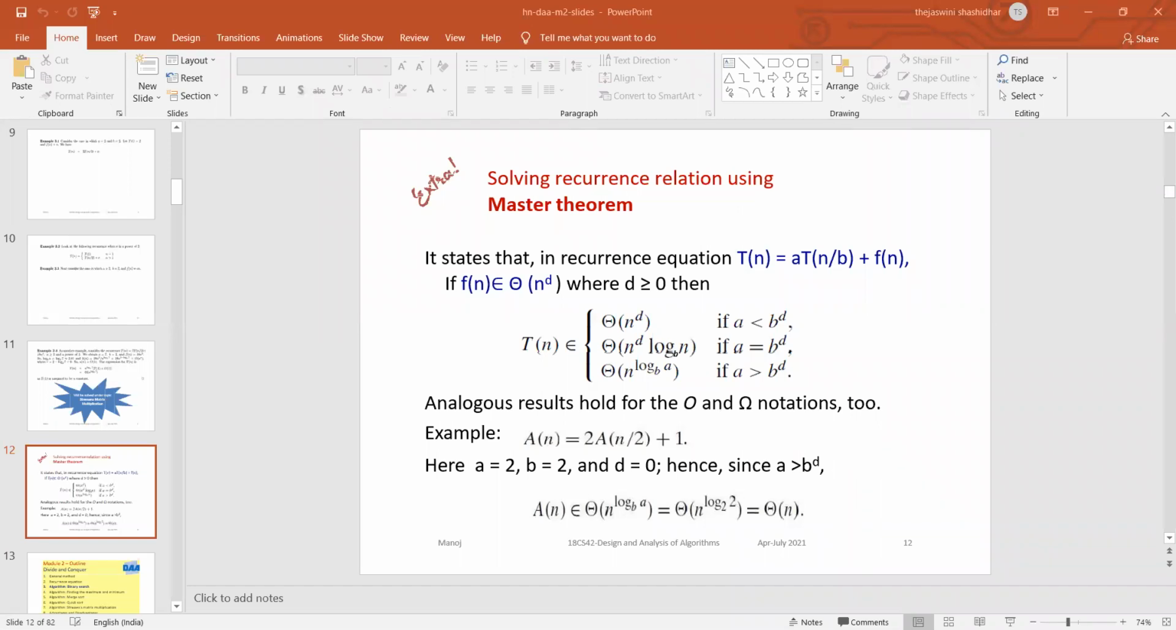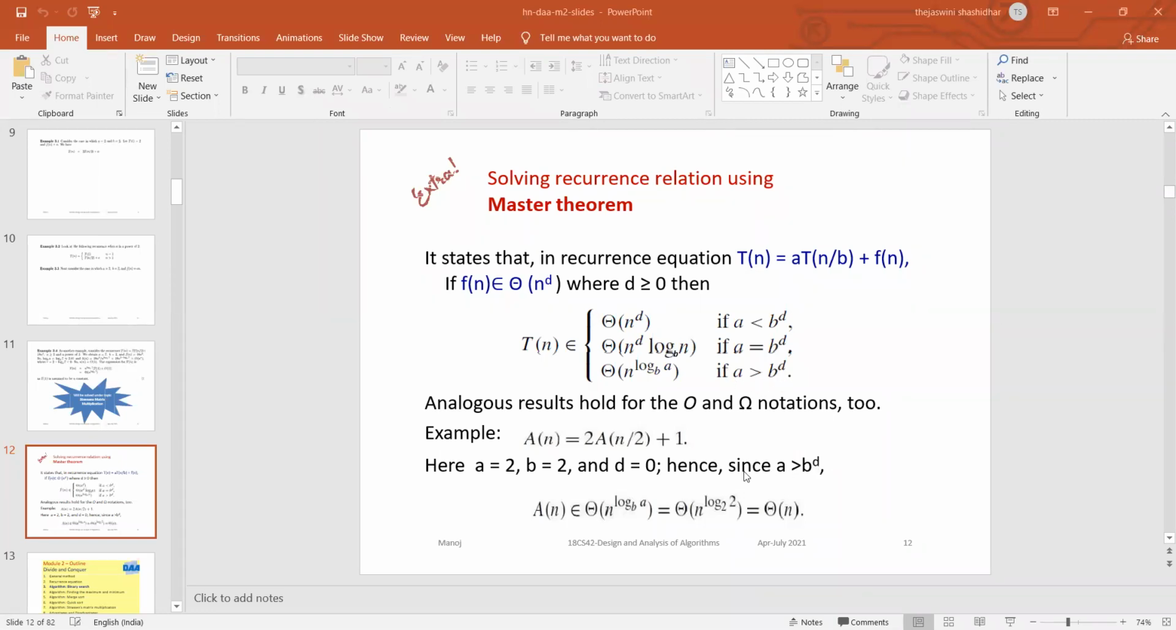Okay, 2 to the power 0 is 1. Now you substitute: 2 less than 1, condition false. 2 equal to 1, condition false. 2 greater than 1, condition true. So 2 is greater than 1.